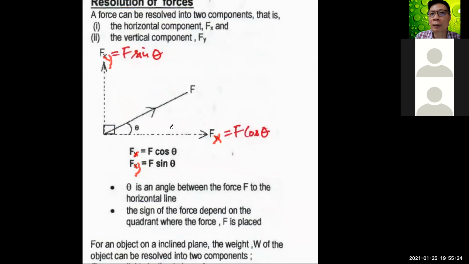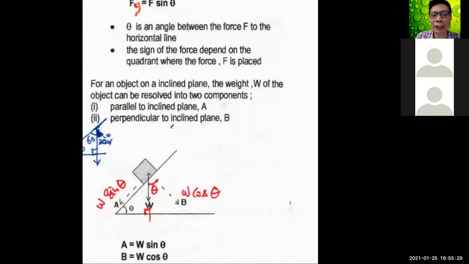Okay, now another type of resolution is like that. Okay, now you see here.